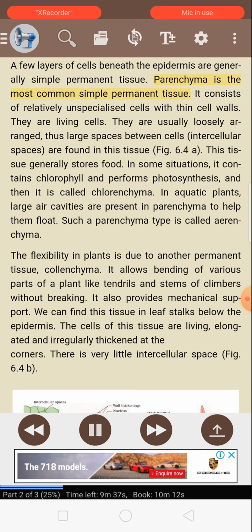Parenchyma is the most common simple permanent tissue. It consists of relatively unspecialized cells with thin cell walls. They are living cells. They are usually loosely arranged, thus large spaces between cells, intercellular spaces, are found in this tissue. Figure 6.4. This tissue generally stores food. In some situations, it contains chlorophyll and performs photosynthesis, and then it is called chlorenchyma.